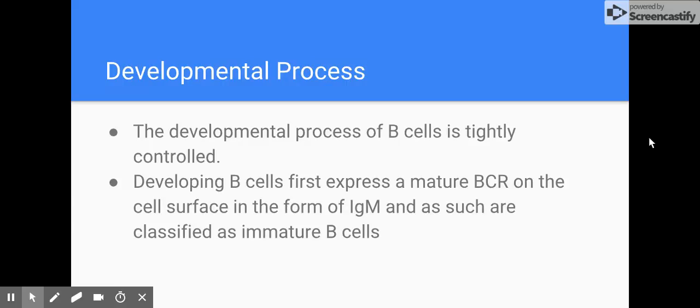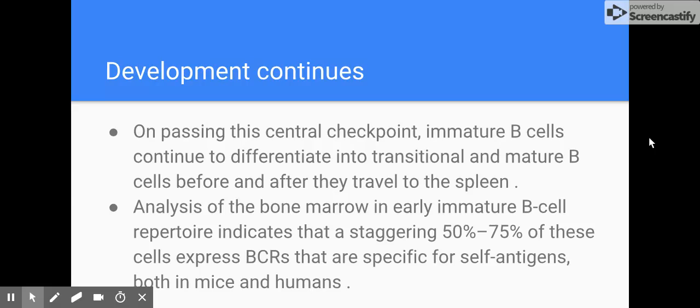Central B cell tolerance, in fact, refers to the process that negatively selects newly generated immature B cells that react with self-antigen in the bone marrow environment. This is considered the first checkpoint of B cell tolerance, and the results of this checkpoint are fundamental to the generation of naive repertoire that contain foreign reactive antibodies and is largely devoid of self-reactive specificities. Development continues.